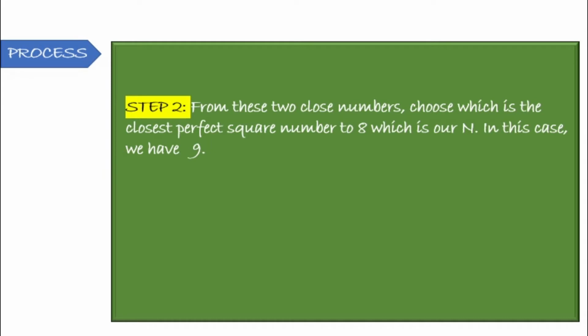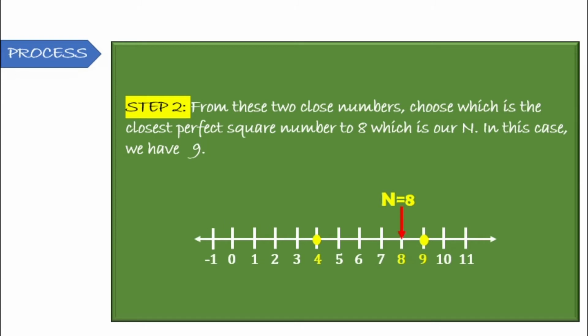Step 2. From these two close numbers, choose which is the closest perfect square number to 8, which is our n. In this case, we have 9. So, n is equal to 8, and the closest to 8 that we chose is 9. The number closest to n, which is 8, is 9 in this example, and we have to get the square root of 9. So, the square root of 9 is equal to 3.